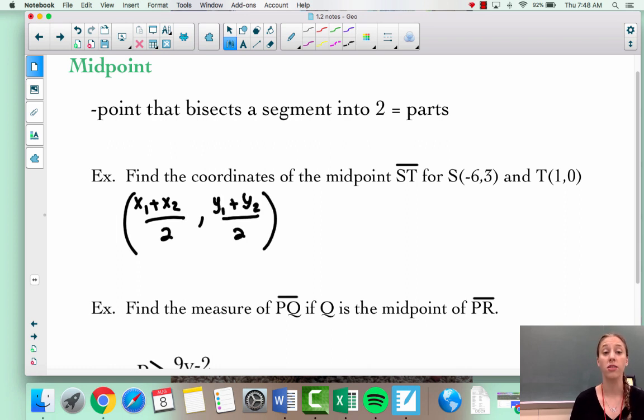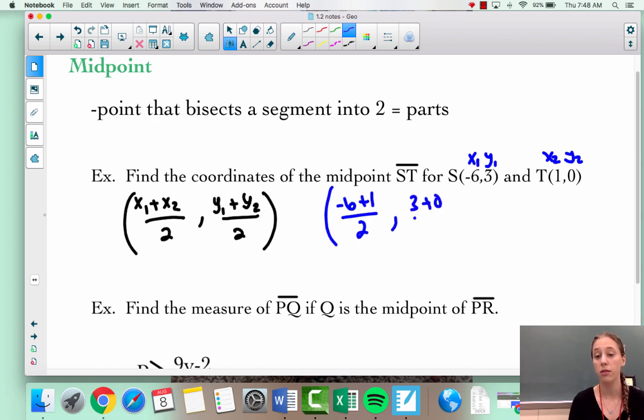And our answer, remember this is a point, so our answer has to be written as an ordered pair. So that's very important. It's different than distance, which is just one number. Midpoint is a point. So I'm going to go ahead and label this as x1, y1, x2, y2, just so you know the difference. It doesn't really matter. And then we're just going to plug into our formula. So we'll have negative 6 plus 1 divided by 2. And then on the other side, 3 plus 0 divided by 2. And if I simplify that, we get negative 5 over 2 and 3 over 2.